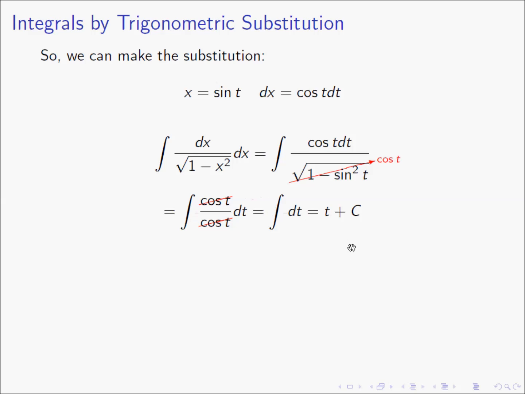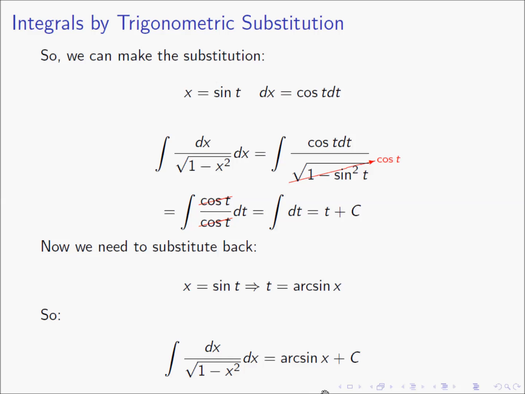And this looks like we're done, right? Well, the only thing that is left is to substitute back the variable t for the variable x. But how do we do that? Well, we have that x is sine of t, so that means that t is arcsine of x, just the inverse trigonometric function. So replacing the t here with arcsine of x, we get the final answer.